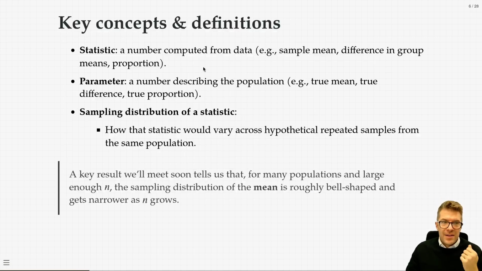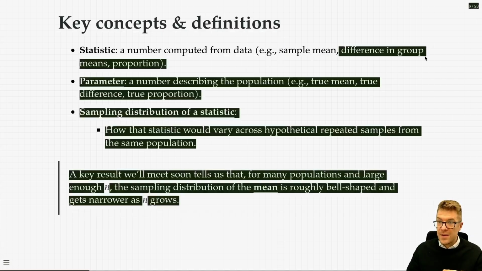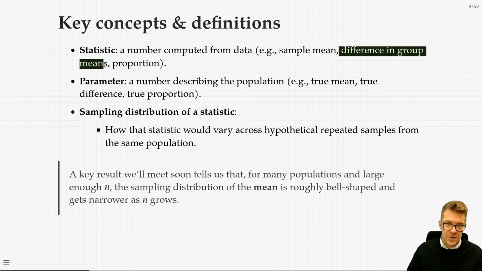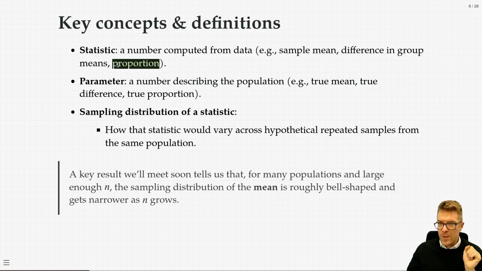So again, the statistic is a number that we compute from data. We've been looking at the sample mean really exclusively, but this could be other things like the difference in group means, like how different is this group versus that group on average. We can measure proportions, we can measure standard deviations. There are things called kurtosis and skewness. There are tons of stats we could pull out of a particular sample of data.